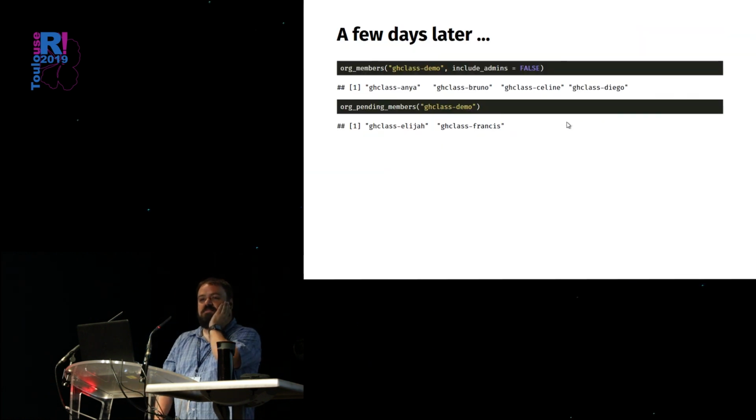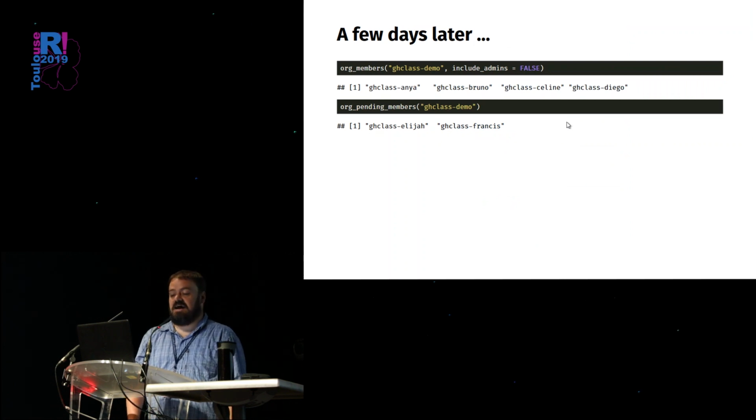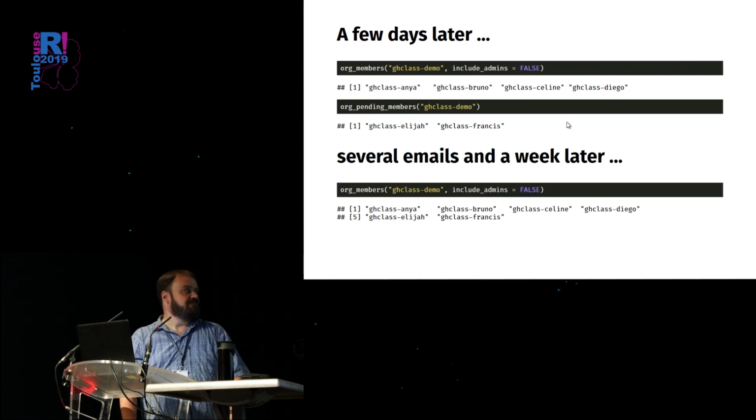A few days later, maybe some of my students have now accepted. So Anya, Bruno, Celine, and Diego have. Elijah and Francis haven't. And this always happens. There's a long tail of the distribution. Most of your students will accept right away. There's a handful that need regular prodding and saying, come on, please accept it so we can do everything else in the class. So I send emails out.